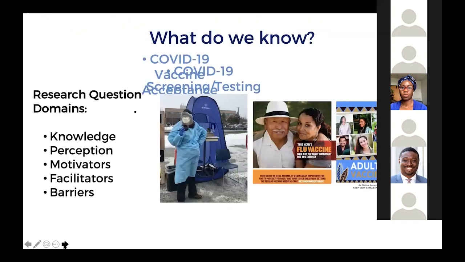And the questions that we were asking, I'm not sure why this one got messed up, is what do we already know about knowledge, perceptions, motivators, facilitators, or barriers to either COVID-19 testing or to vaccine acceptance. Next slide, please.